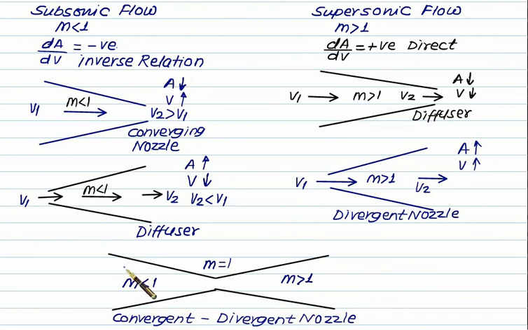In the first case, the velocity of the fluid will be less than the velocity of sound. Exactly at the throat, the velocity of the fluid will be equal to the velocity of sound, and at exit the velocity of the fluid will be greater than the velocity of sound. Then it will be called a convergent divergent nozzle.